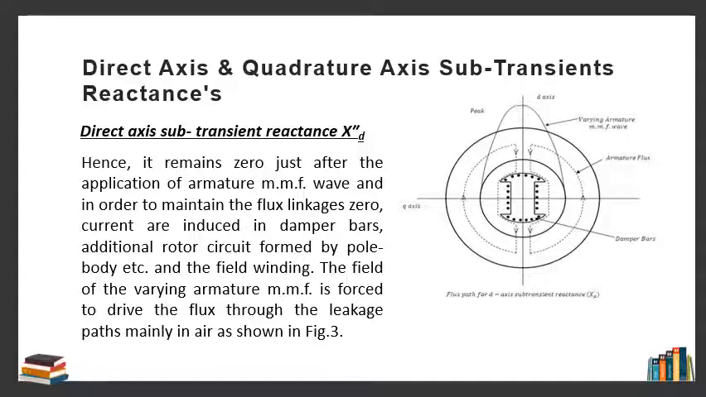And the field winding. The field of the varying armature MMF is forced to drive the flux through the leakage paths, mainly in the air, as shown in figure 3. This is the figure, the flux path for D-axis subtransient reactance XD double dash.